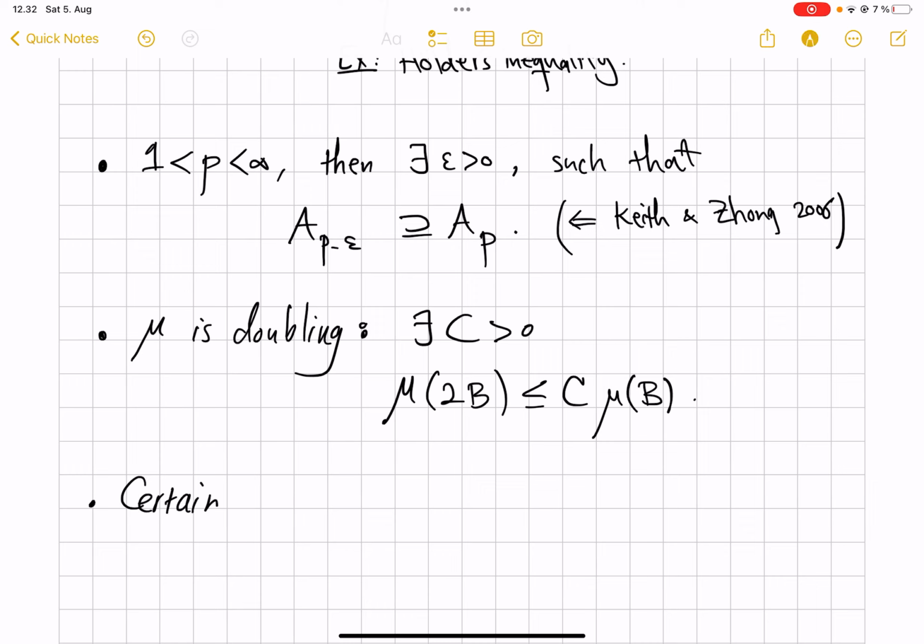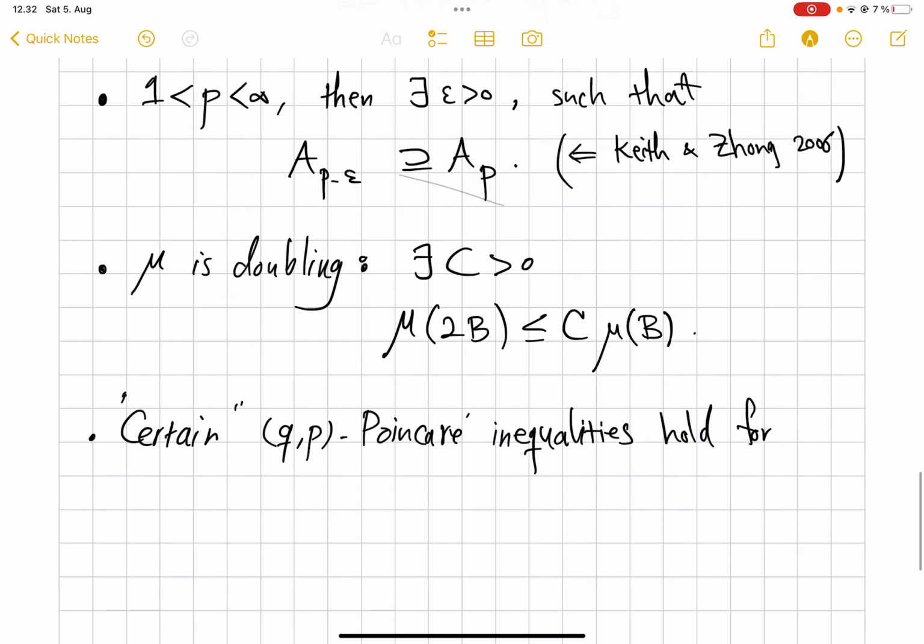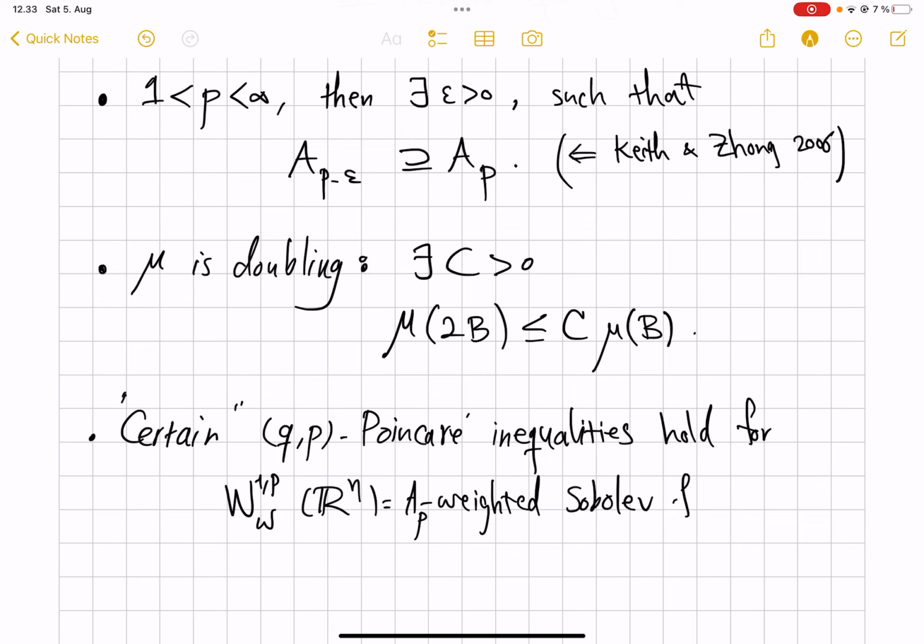And then, let's say without specifying, certain (q,p)-Poincaré inequalities, which are also called Sobolev-Poincaré inequalities, hold for W^{1,p} of R^n and the weighted Sobolev functions. These are sometimes called Muckenhoupt weighted or A_p weighted Sobolev functions.